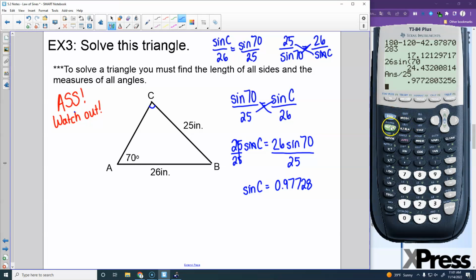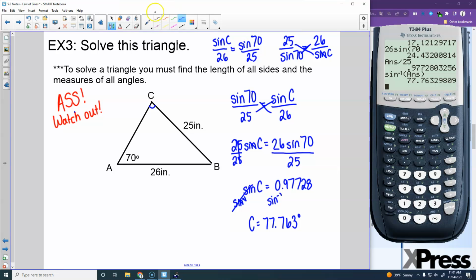And I'm going to go ahead and store that. Well, actually, you don't really have to store it because you could just use the answer key. So you need to do sine inverse. And sine inverse of that answer is going to be 77.763. And even though I'm rounding it, I'm going to keep that value. Now, I know this is definitely angle C. Angle C can be 77.763.